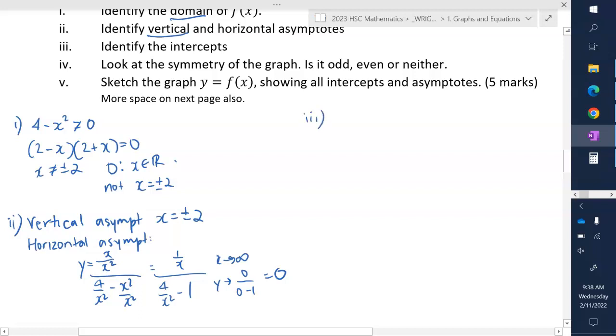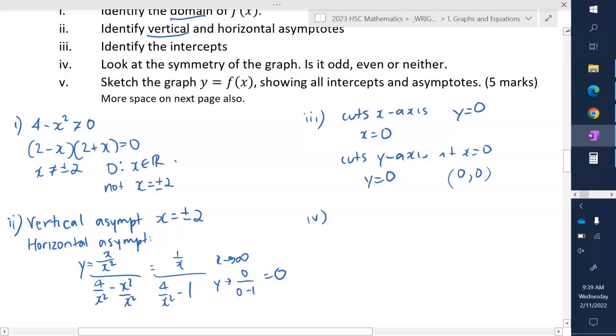Identify any intercepts. So we're looking at where it cuts the x-axis. This is the old-fashioned way you did in junior school, at y equals 0. And that will give us x equals 0. And it cuts the y-axis at x equals 0, and we will get y equals 0. So you need to make sure that you can do those and get those two values. So it's going to cut at 0 and 0. We've done all those in class.